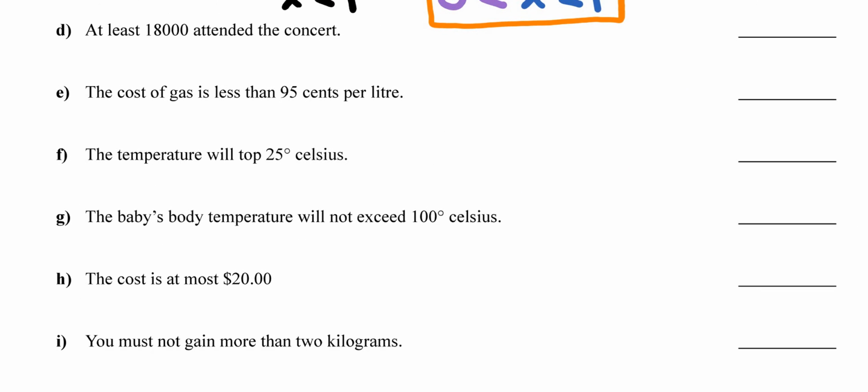The cost of gas is less than 95 cents per liter. So it's less than, so it doesn't equal 95. So let's just say the cost of gas is X. So that would mean X is going to be less than 95. And that's it for that particular question. Sorry, it's 95 cents, so let's put a decimal there. So X is less than 0.95.